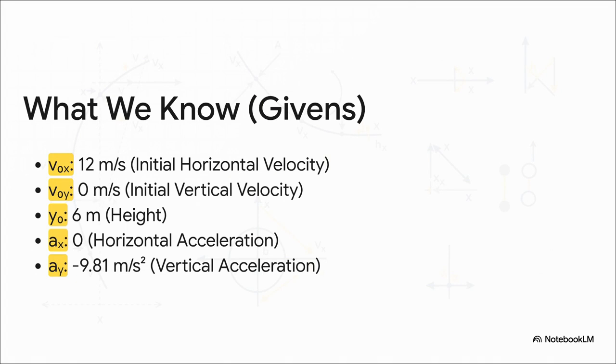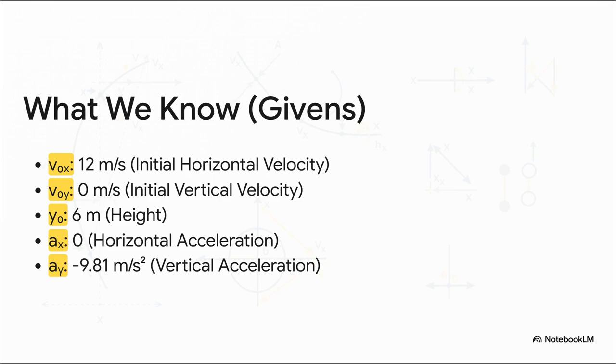Okay, first things first, let's organize our thoughts and list out everything we know based on the problem and our golden rule. We know its starting horizontal speed is 12 meters per second. We also know that since it left horizontally, its starting vertical speed is 0. It's not going up or down at that first instant. We know the height is 6 meters, and, this is crucial, we know the accelerations: 0 in the horizontal direction and negative 9.81 meters per second squared in the vertical.